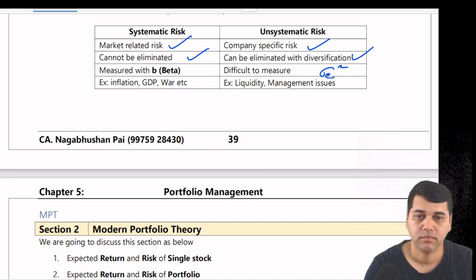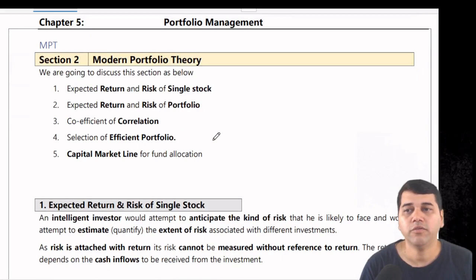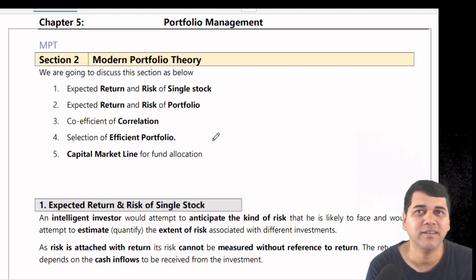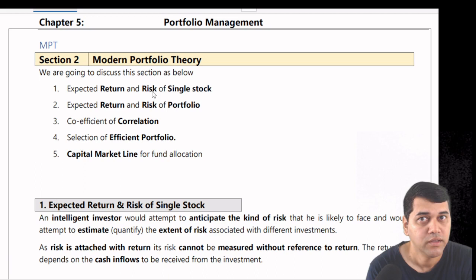Okay. So now we will come to the modern portfolio theory. From now onwards, that is the basic part. So here we are going to discuss, see, any questions within this five, these are sub boxes. Modern portfolio, Sharpe index, evaluation. These are the three major things.